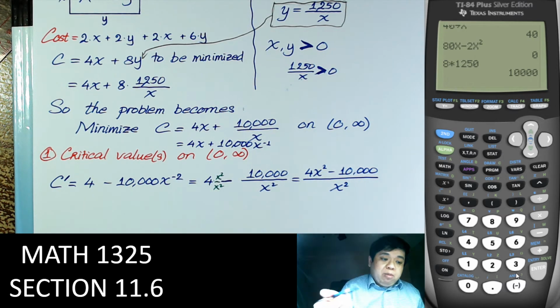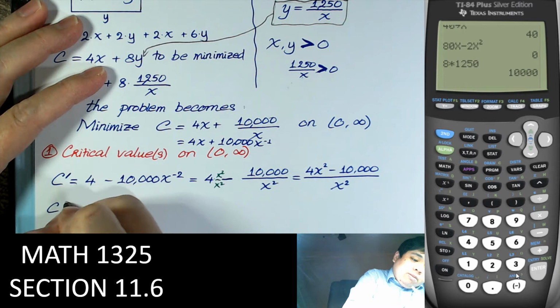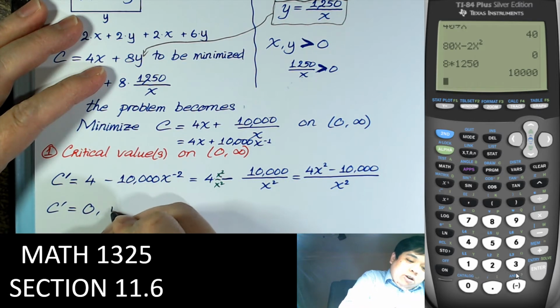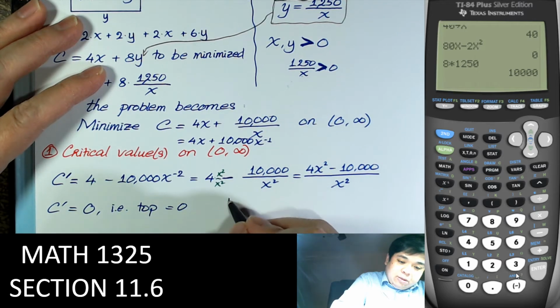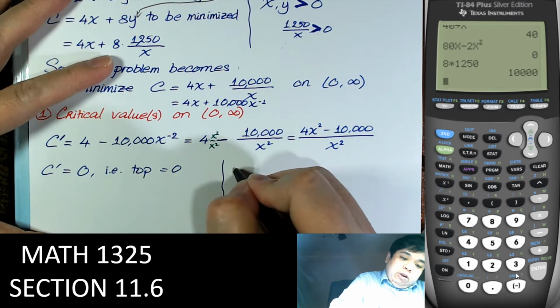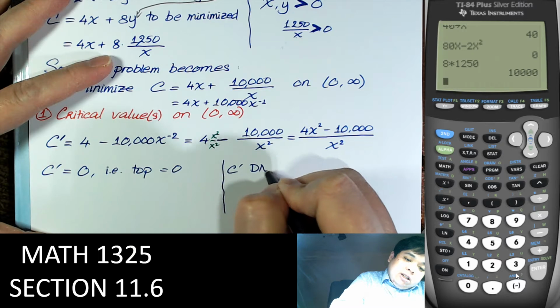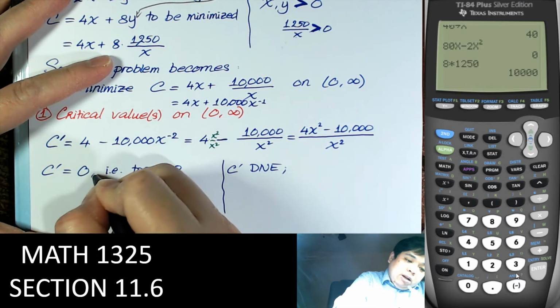So we say the top is 0, the bottom is 0. Right, derivative equal to 0. That means the top is equal to 0. And derivative does not exist. That means the bottom is 0.